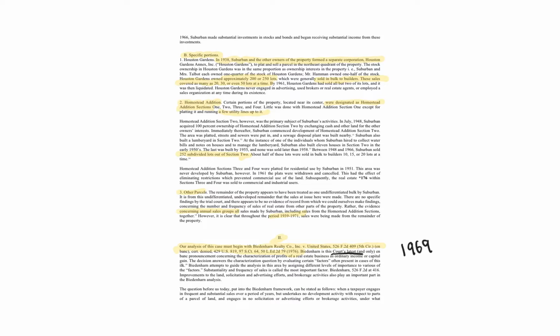The decision answers the characterization question by evaluating certain factors, often present in cases of this ilk. So it's talking about the 7 factors. That's our lucky number 7, our 7 factors. And it goes even further to say substantiality and frequency of sales is called the most important factor, and references the Biedenharn, and talks about improvements to land, solicitation, brokerage activities also play a part. So we've already gone through this in Winthrop. A lot of these items, which go to the 7 factors, are what the court focused on in the facts, and that's how we created our factual questions, right?